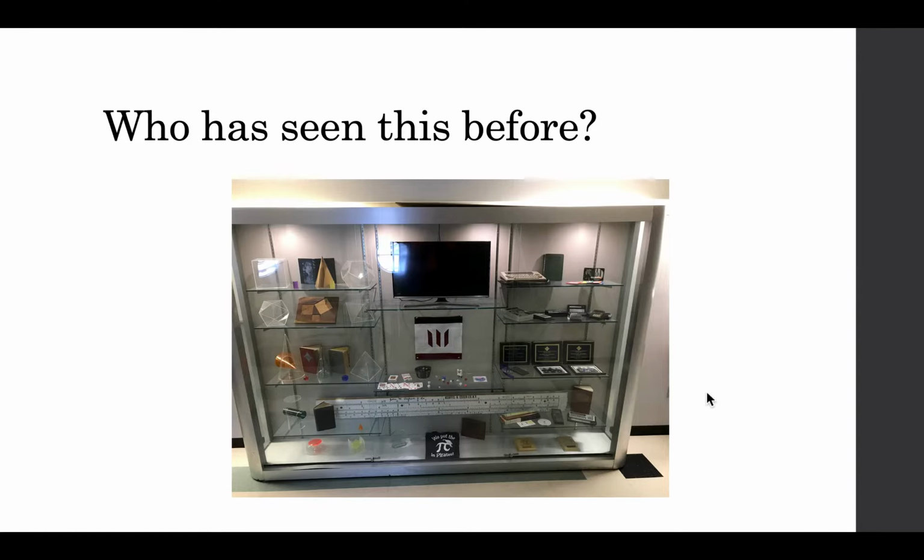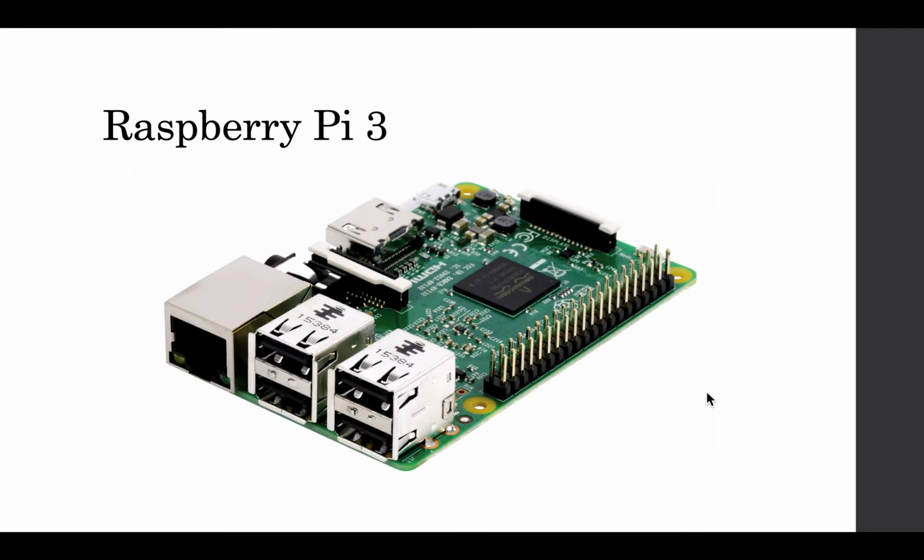Now, you may all have seen this display case before. It's in the Eric Johnson main lobby. If you look carefully in the middle top shelf, you're going to see a TV. That TV has been off for a while, but my goal this semester is to turn that TV back on and to display important information regarding the math and CS department. And to do that, I used my favorite computer, Raspberry Pi 3.